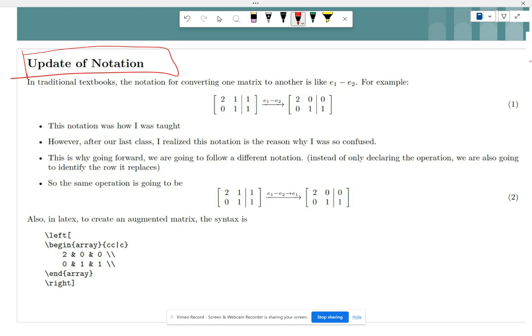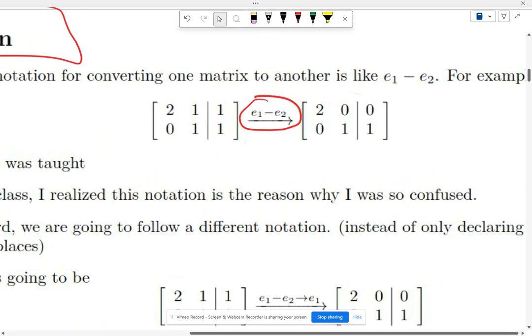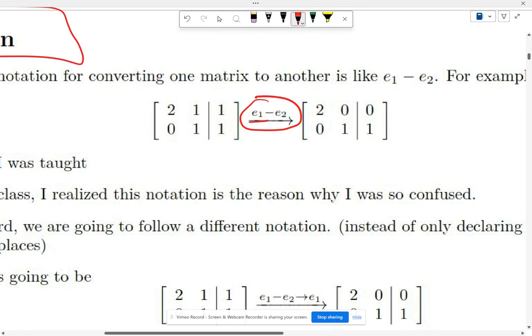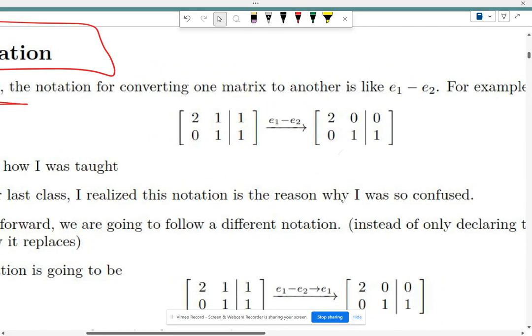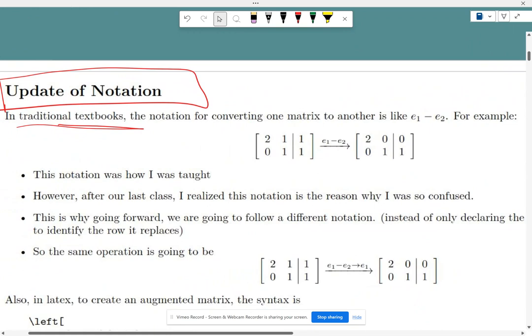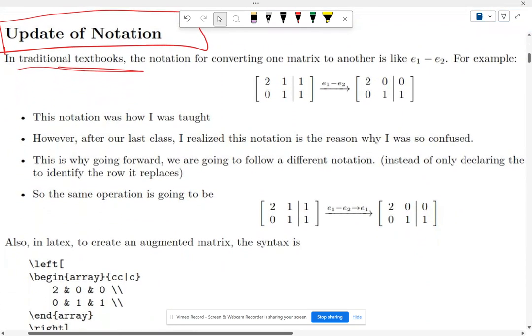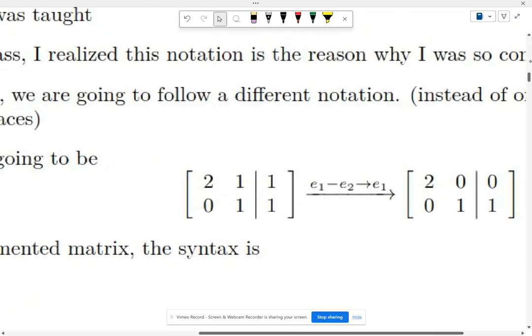In normal textbooks, and how I was taught, the notation when you're combining equation one and equation two, subtracting equation one and equation two, looks like this. But I noticed this notation was causing some confusion. So going forward, we should use a different notation. Instead, we're going to say equation one subtract equation two, and that's going to become the new equation one.